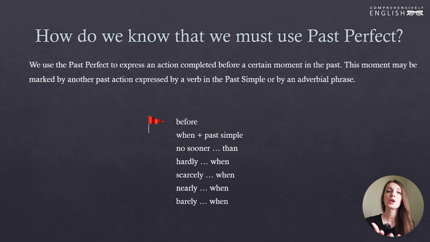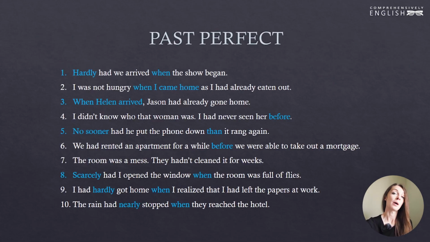Okay, so how do we know that we need to use the past perfect? We use it when we want to express an action completed before a certain moment in the past. This moment can be marked by another past action expressed by a verb in the past simple or by an adverbial phrase. So our markers are before, when plus past simple, no sooner than, hardly when, scarcely when, nearly when, and barely when. We'll speak about these four separately a little bit later. Let's now look at some examples.